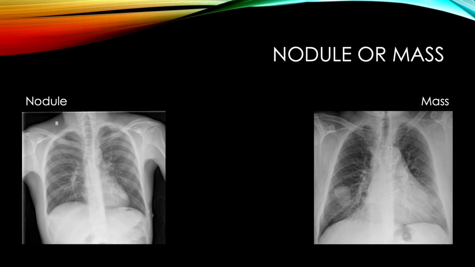Next, nodule or mass. A pulmonary nodule is defined as a discrete, well-marginated, rounded opacity less than or equal to 3 cm in diameter that is completely surrounded by lung parenchyma and does not touch the hilum or mediastinum. Lesions larger than 3 cm are considered masses and are treated as malignancies until proven otherwise.